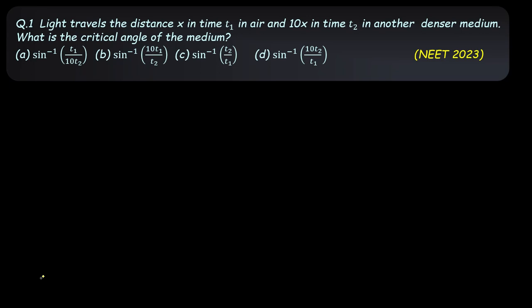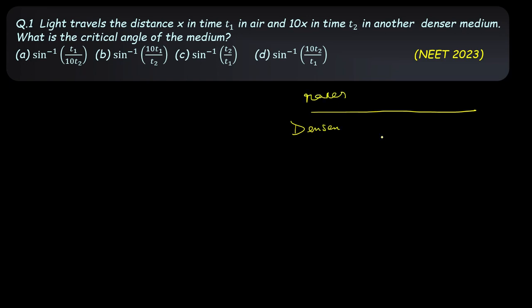Okay, recent question. According to the question, a light travels the distance x in time t1 in air, and 10x in time t2 in another denser medium. What is the critical angle of this medium? First of all, understand one thing. The critical angle is a concept which appears in total internal reflection. What is total internal reflection?